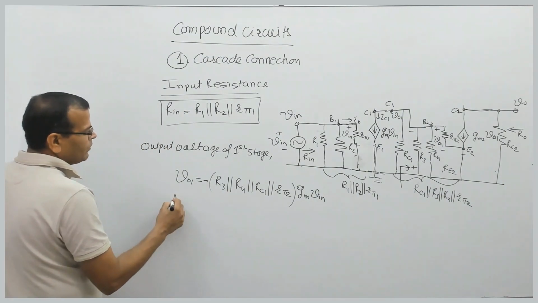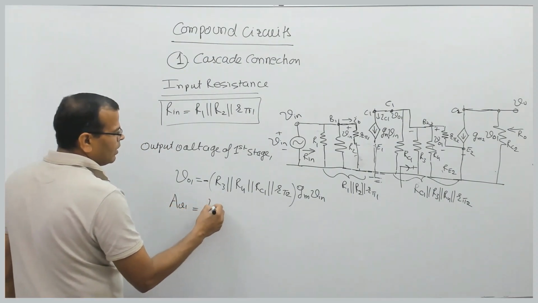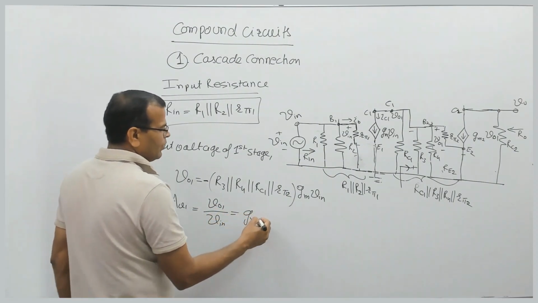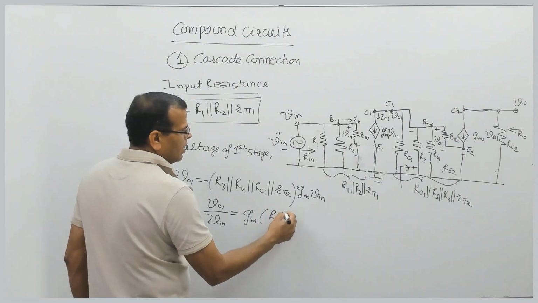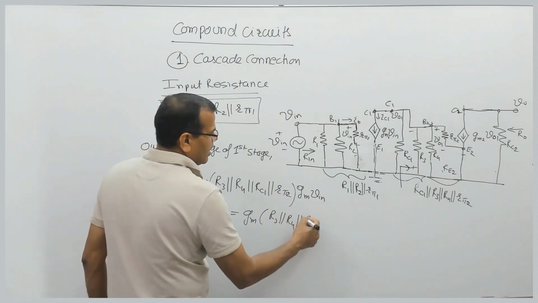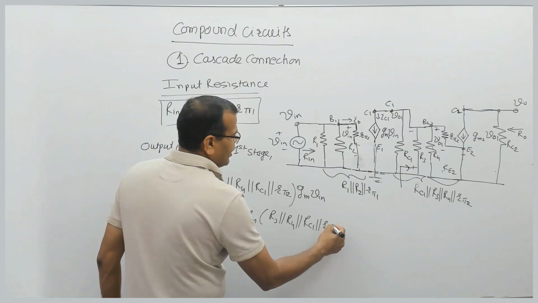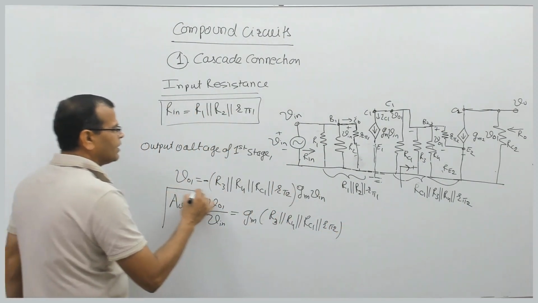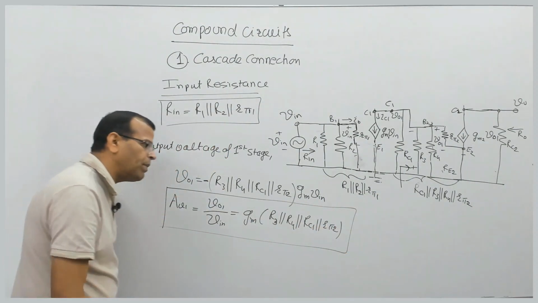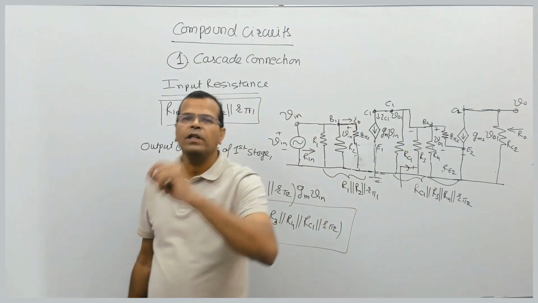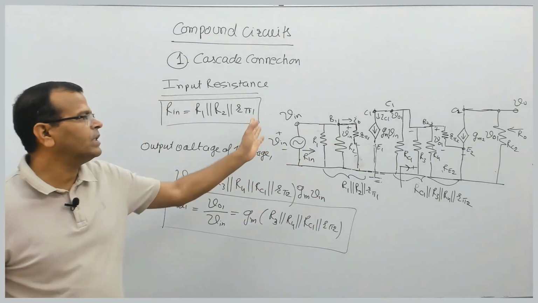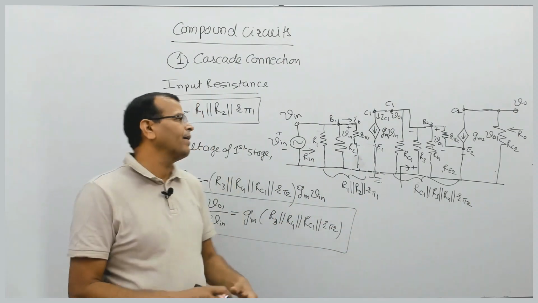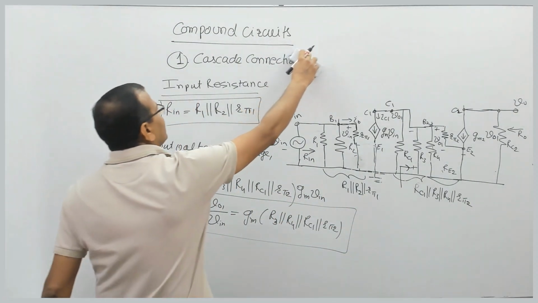So the voltage gain of the first stage AV1 is equal to V01 upon Vin, and that is the parallel combination of R3, R4, RC1, R pi 2. This is your voltage gain of the first stage, which is being affected by the input resistance of the second stage. So that means the cascade connection is an interactive type of multi-stage amplifier.